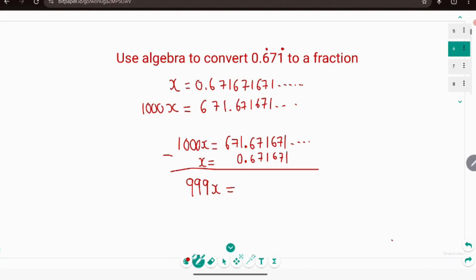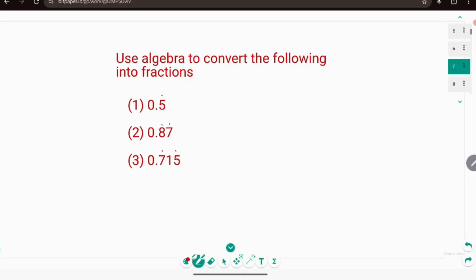If I subtract the bottom line from the top line, all of these disappear with these, and we're left with 671. Let's make x the subject now by dividing both sides by 999. I'm just going to check on my calculator. Doesn't simplify. As you can see, if you format as a decimal, you can see that we are correct. Okay, have a go at these 3 questions yourself. Put me on pause, unpause when you're finished to see if you're correct.